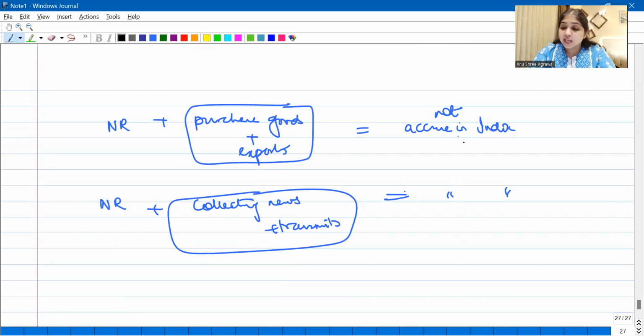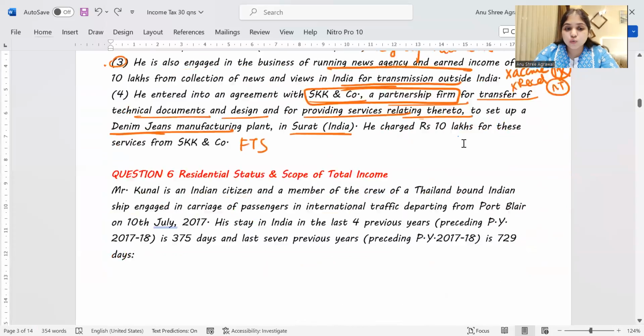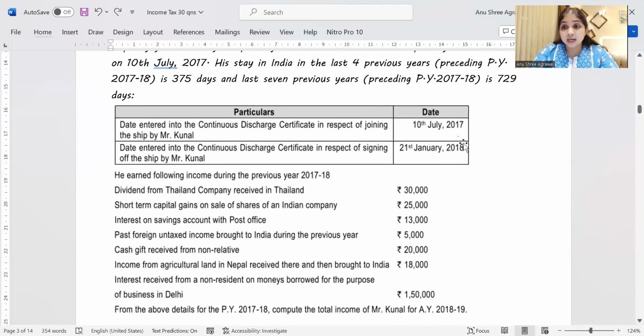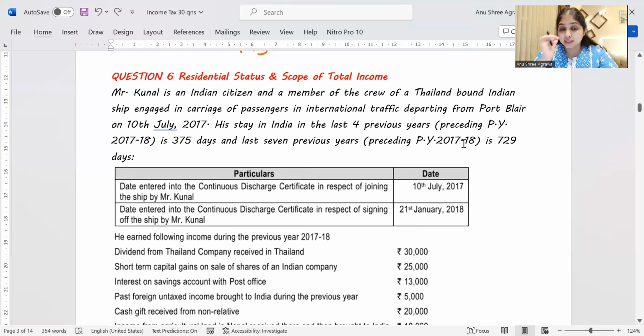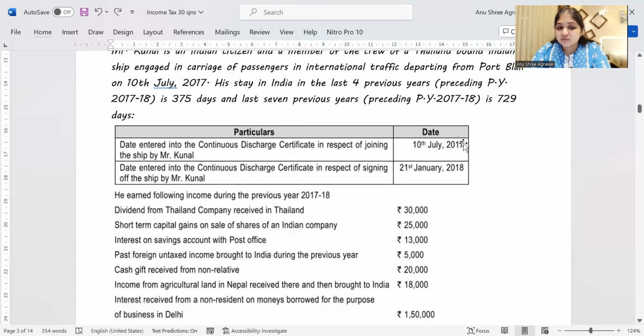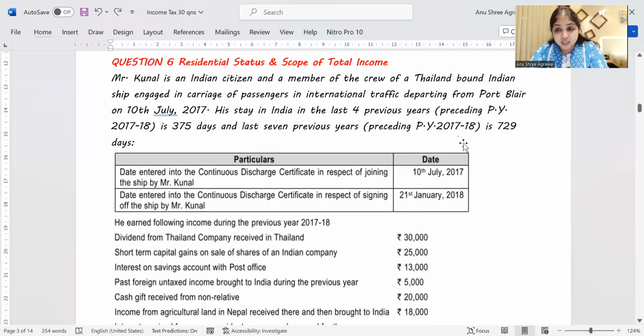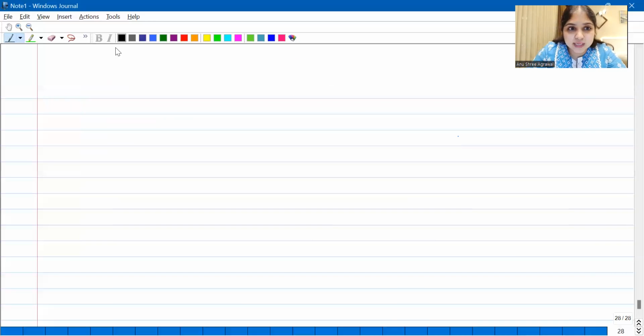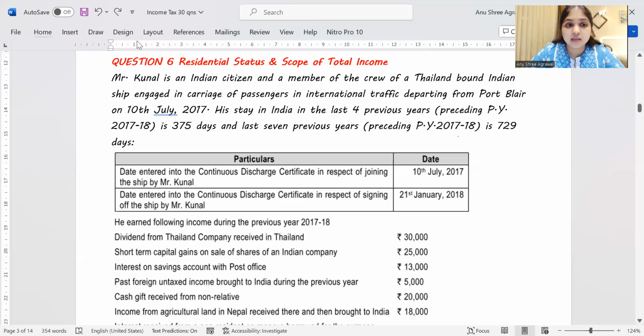Right, guys, can I take you forward? Can I go to the next question? Can we proceed? Yes, are you ready? Come on, guys. Let's go to question number 6. Question number 6 is one last question from residential status and scope of total income. But I've brought this question in such a way that multiple adjustments will get covered through this one question. Even royalty, interest and FTS will once again get revised for you. Okay, so let us begin, guys. Let's discuss question number 6.